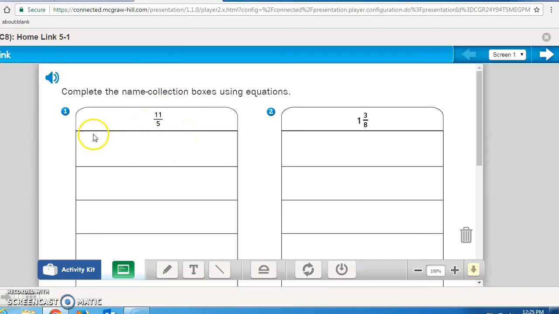And of course, the easiest would be 1/5 plus 1/5 plus 1/5, and having that 11 times in one box. But there's other ways to do 11/5, like maybe 5/5 plus 5/5 plus 1/5. Finish this page and then bring it up to me. Make sure you do the practice at the bottom because some of you are forgetting to do that. And then you are done with lesson 5.1.